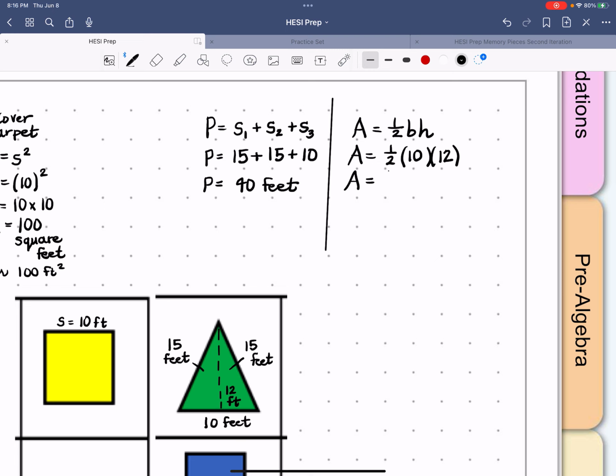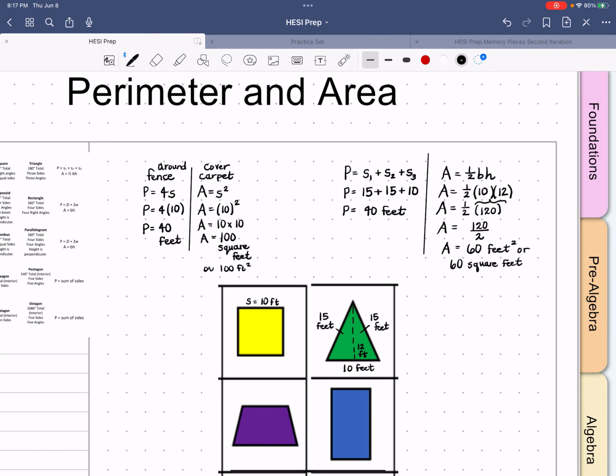So area is 1/2 of 10 times 12. That's 120. So this is the same as saying 1 times 120 over 2. The area of this triangle is 60 feet squared, or 60 square feet. Area is always square units. As the shape gets complicated, the formula gets complicated.